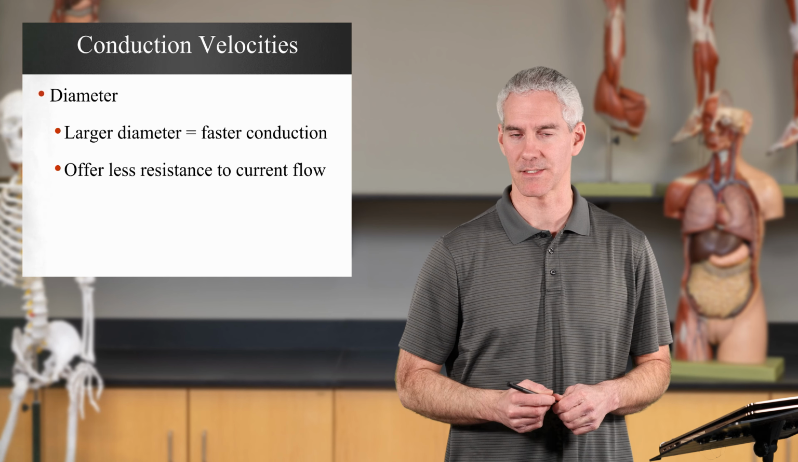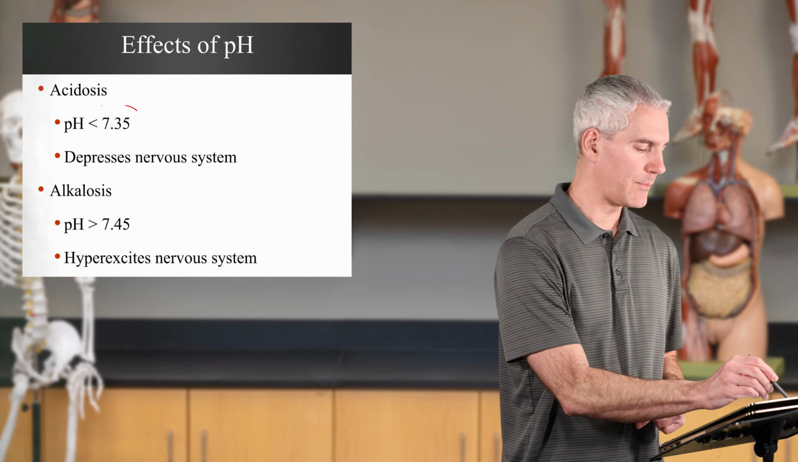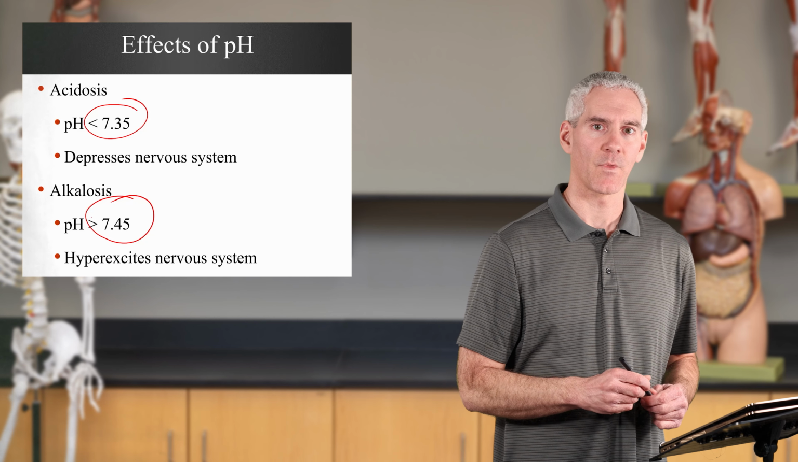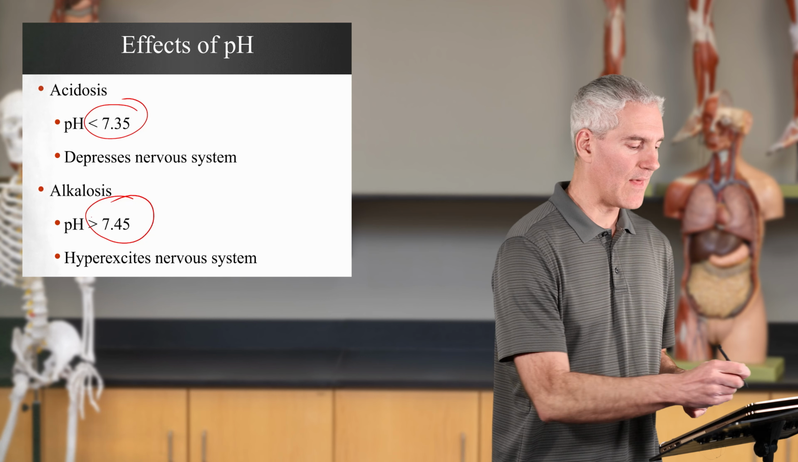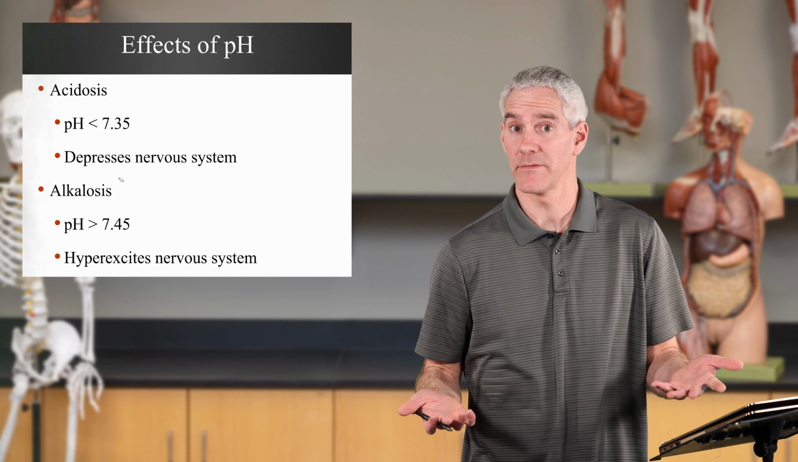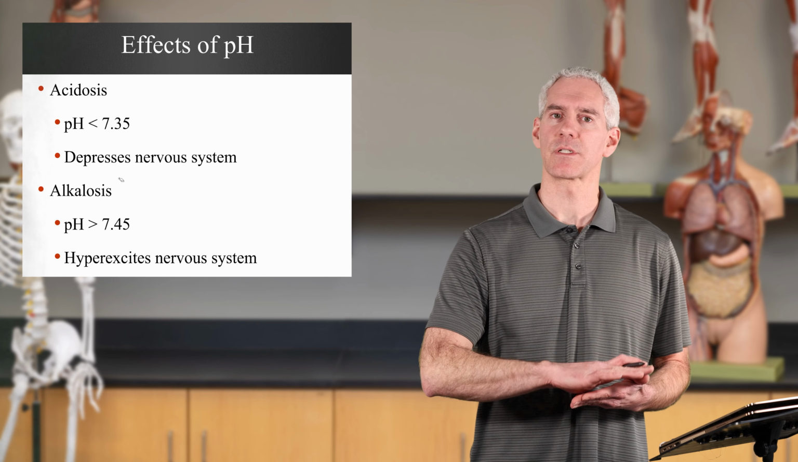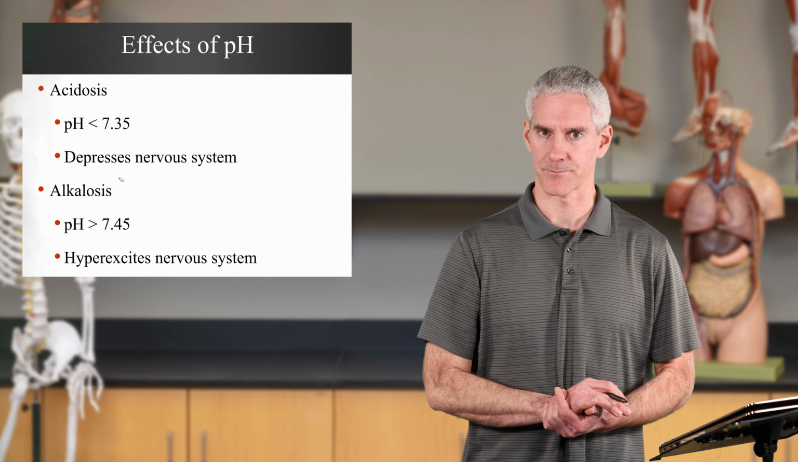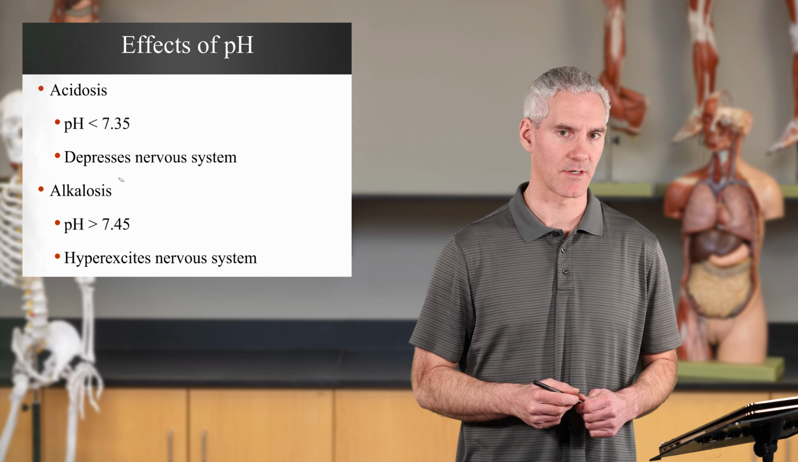Then pH. Now we can look at both acidosis and alkalosis. You notice there's the 7.35 and 7.45 here. That is your typical range of the pH of your blood. If we go below 7.35, so 7.2, 7.1, 7.0 even, that's going to depress or slow down the nervous system. That's acidosis, becoming too acidic. But in alkalosis, if you go above the 7.45, so 7.5, 7.51, whatever, that's going to hyper-excite the nervous system.